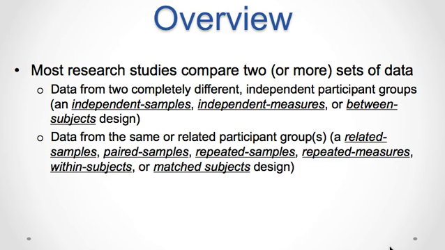Now with Chapter 11, we start looking at inferential statistics that we typically use in research. Most research studies compare two or more sets of data. Data from two completely different independent participant groups are called independent samples, independent measures, or between subjects design. Data from the same or related participant groups are called related samples, paired samples, repeated measures, within subjects, or matched subjects design.